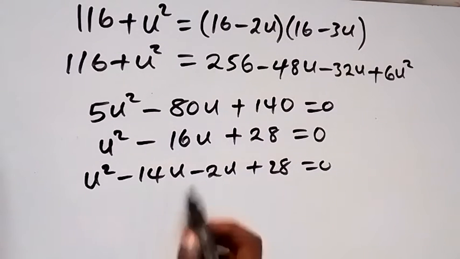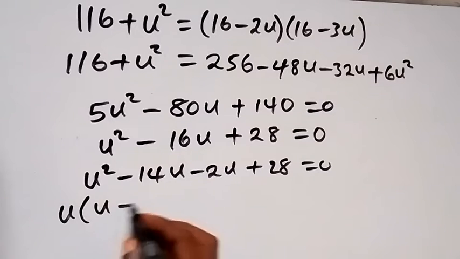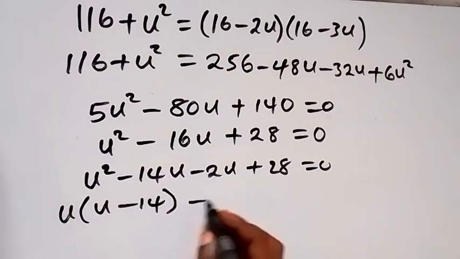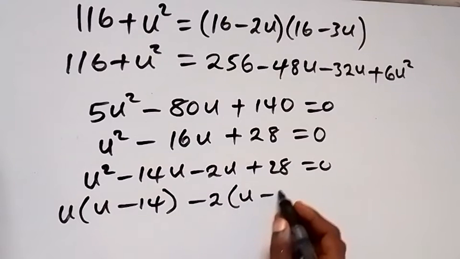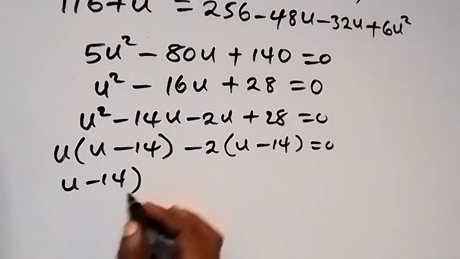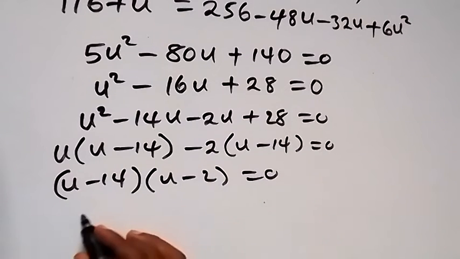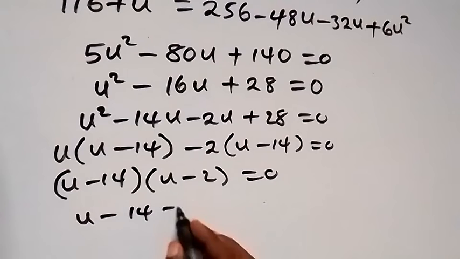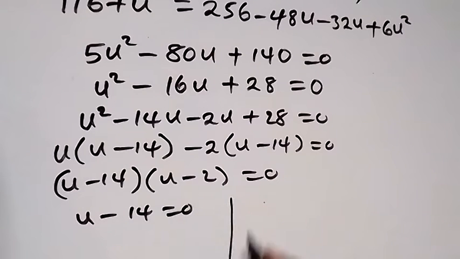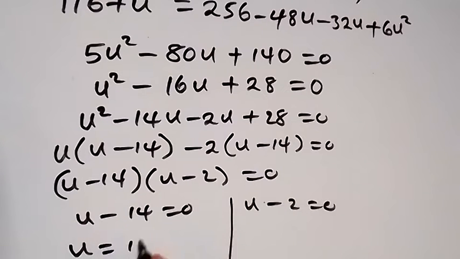Then when we group this one to 2, what is common here is u, come out from here. When we have u here, then minus 14. Then here we have minus 2 out. Then u minus 14 is equal to 0. So we have u minus 14 multiplied by u minus 2 which is equal to 0. So two cases here. U minus 14 equal to 0, or we have u minus 2 equal to 0. So from here, u is equal to 14, and from here, u is equal to 2.